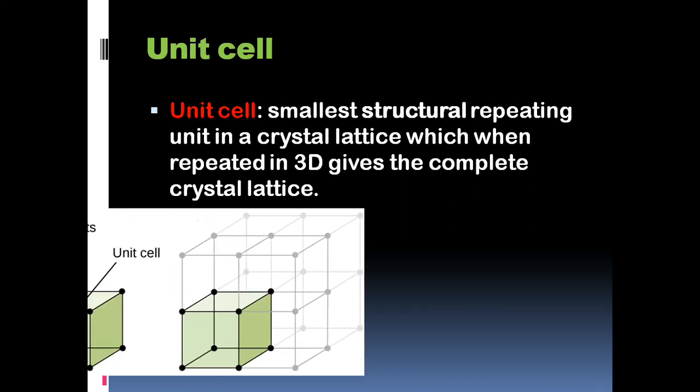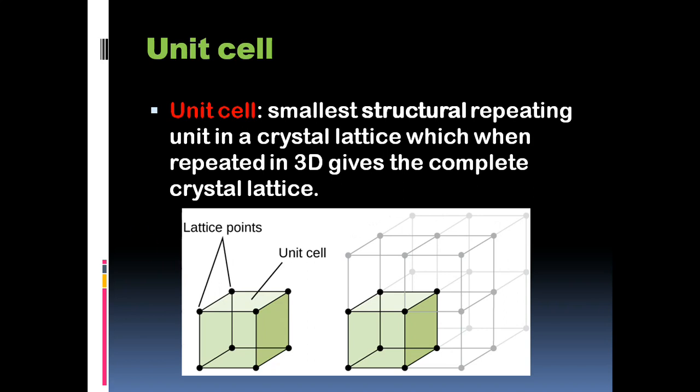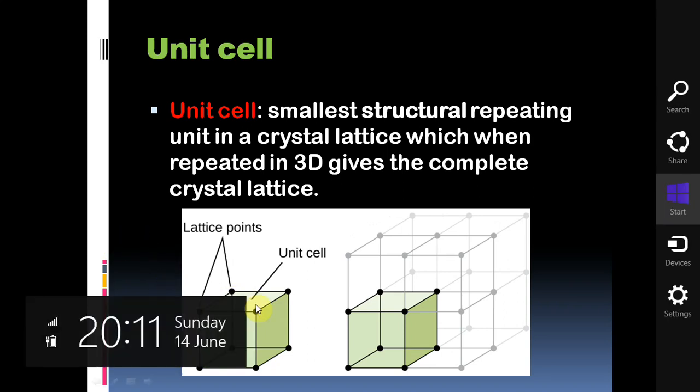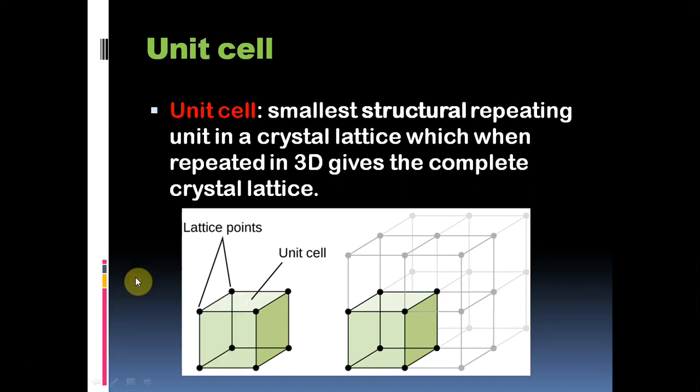Here comes again the picture of all the three terms. So see here, these are the lattice points in a unit cell. And when the unit cells are arranged in a three-dimensional way, you get a complete crystal lattice.